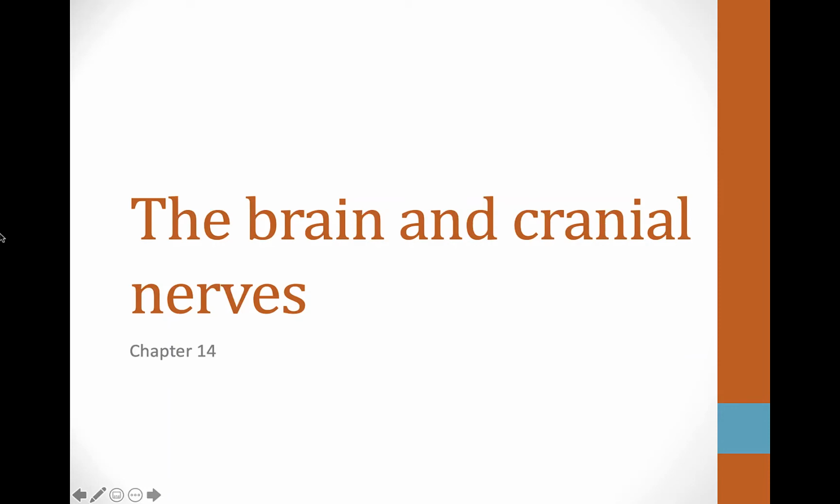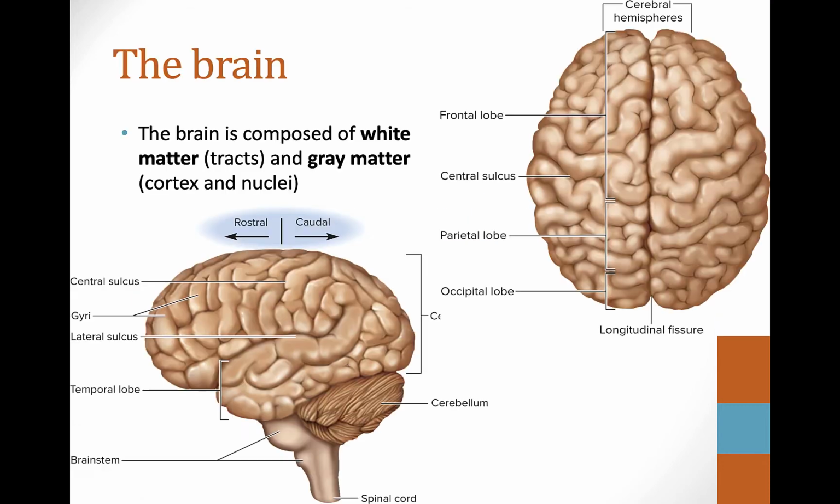So along with the spinal cord and the spinal nerves, the brain and the cranial nerves completes the central nervous system. Over here you can see a lateral view looking at the side, and then over here you can see a superior view looking from the top down on the brain. And we use these terms, rostral and caudal, to talk about the orientation in the brain.